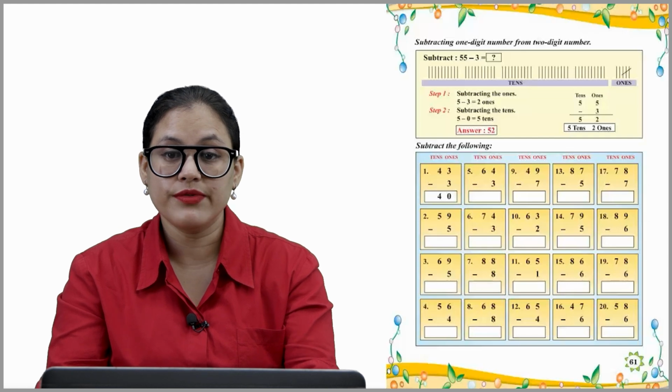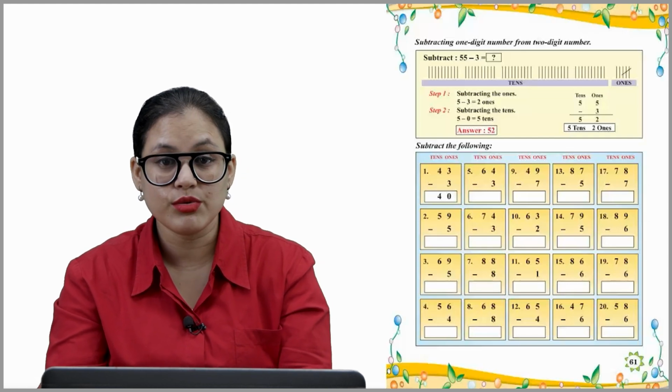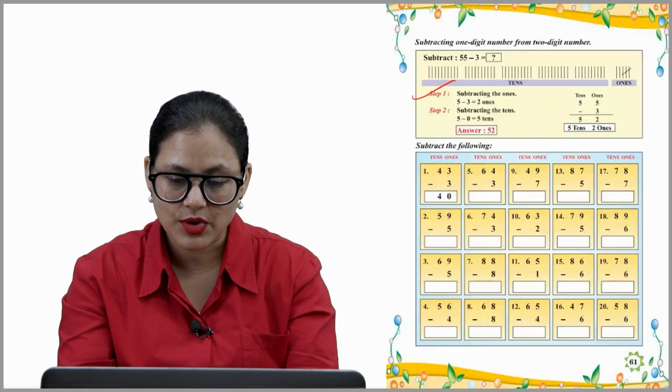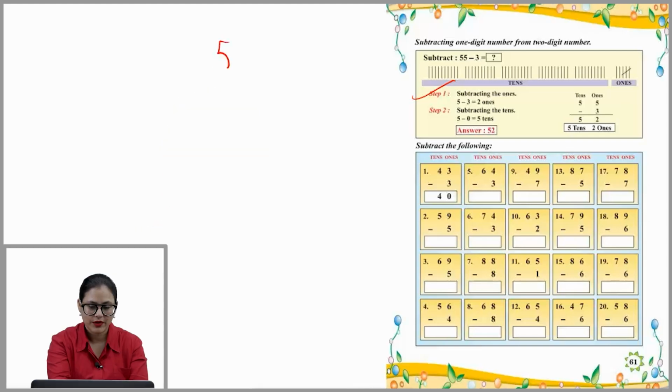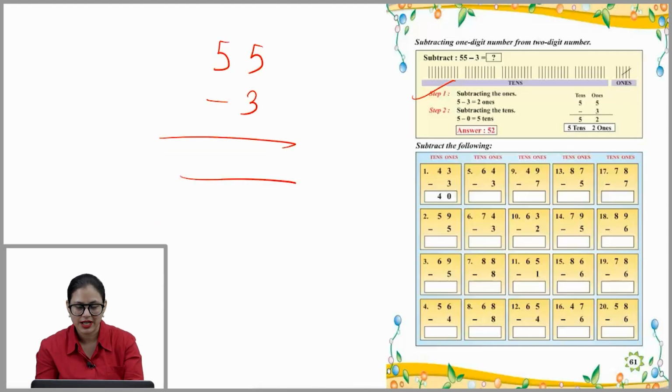Subtracting one digit number from two digit number. So how will you do it? First, step 1, subtracting the ones. You have to subtract one digit number from two digit number. Okay, first we will subtract the ones, that is 5 minus 3 is 2. Then subtract the tens. 5 minus 0 is 5. So 52 is the answer.